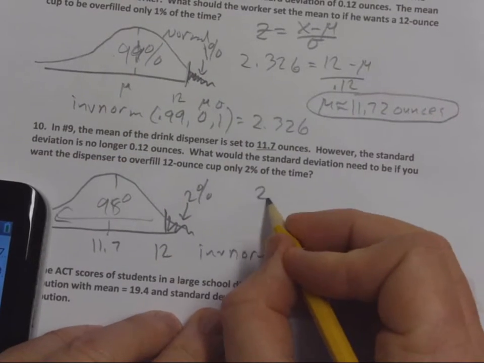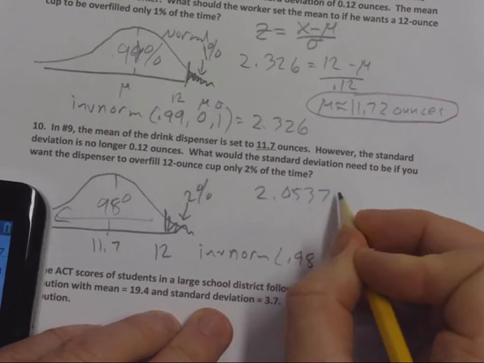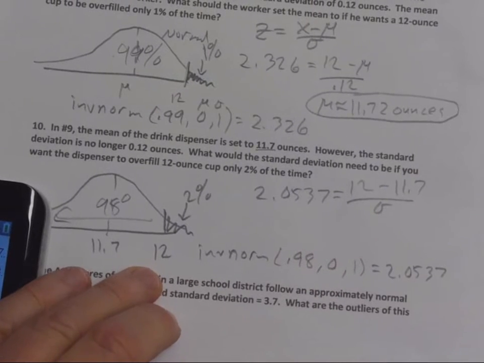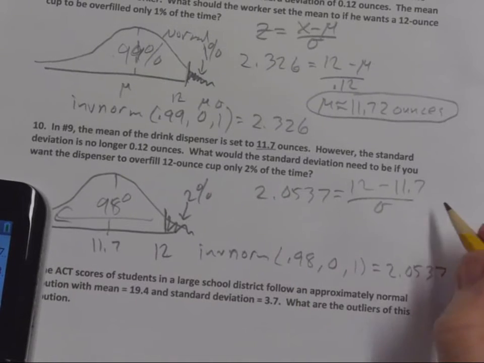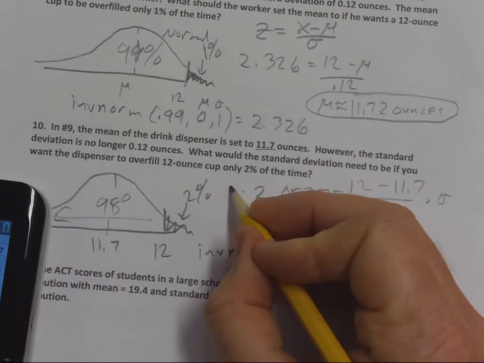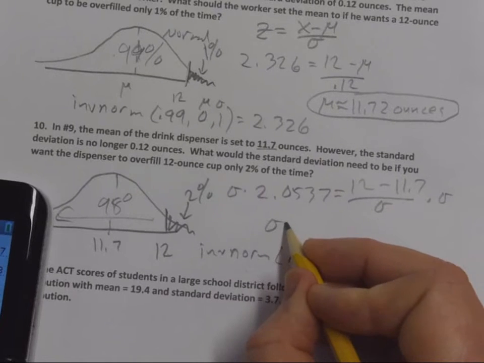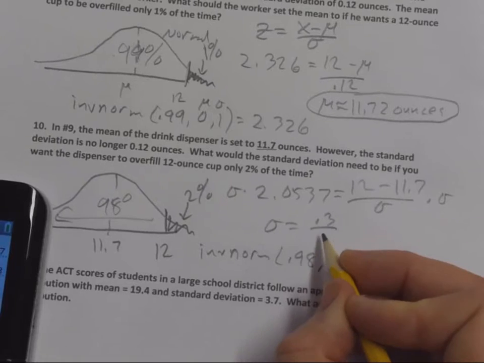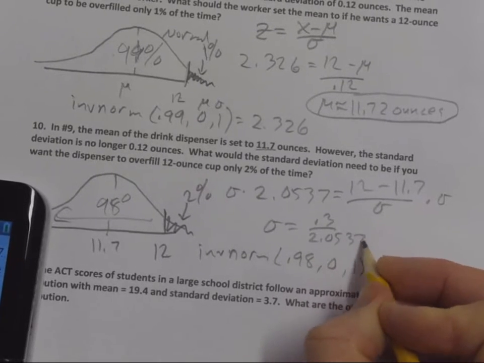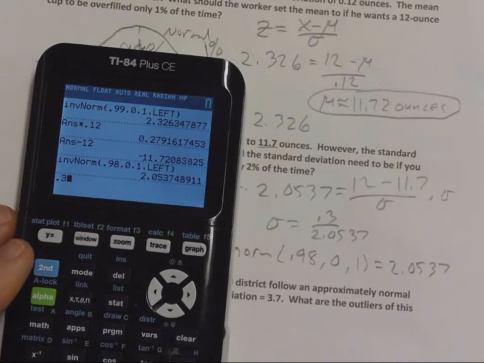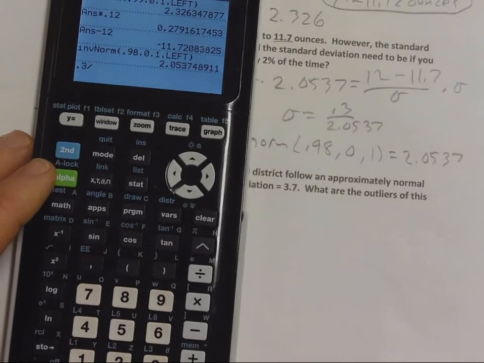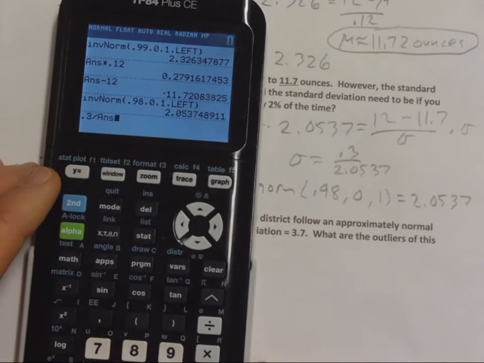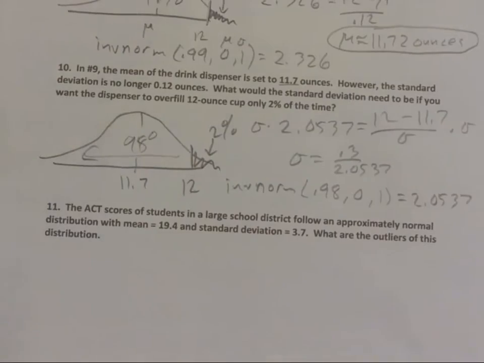So we would say the z, 2.0537, is equal to my x value, which is 12, minus my mean, 11.7, divided by sigma, which is what I'm trying to find. And so I'll just use my algebra skills, multiply both sides times sigma here, and divide. And so I'd get sigma is equal to 12 minus 11.7, which is 0.3, divided by 2.0537. So it's just going to be 0.3 divided by that answer. If I hit second and the negative sign, it comes up like that. And so it's 0.1461.